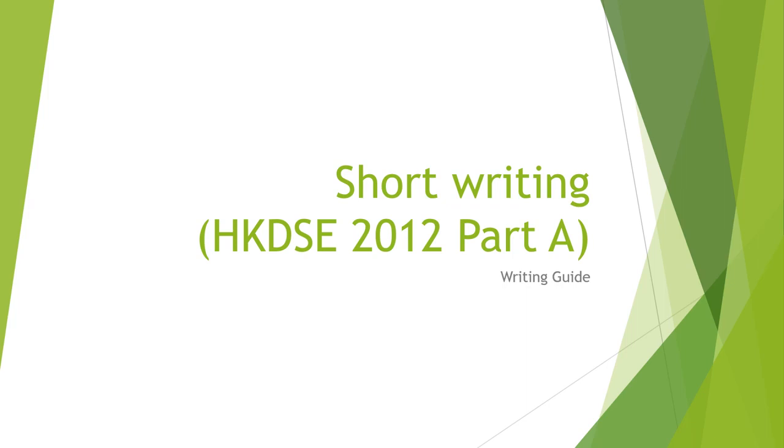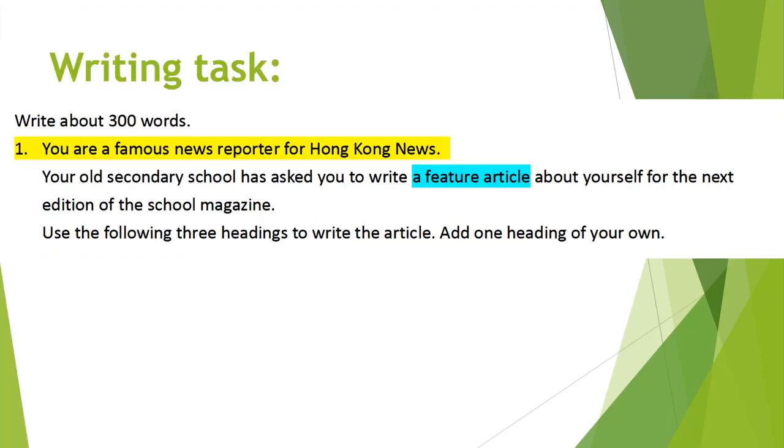In week 6, you're supposed to finish a short writing, which is the 2012 DSE Part A question. So now let's get started. First of all, let's look at the writing task first. As highlighted in yellow, you know your role. Your role is a famous news reporter of Hong Kong, so that's your job.